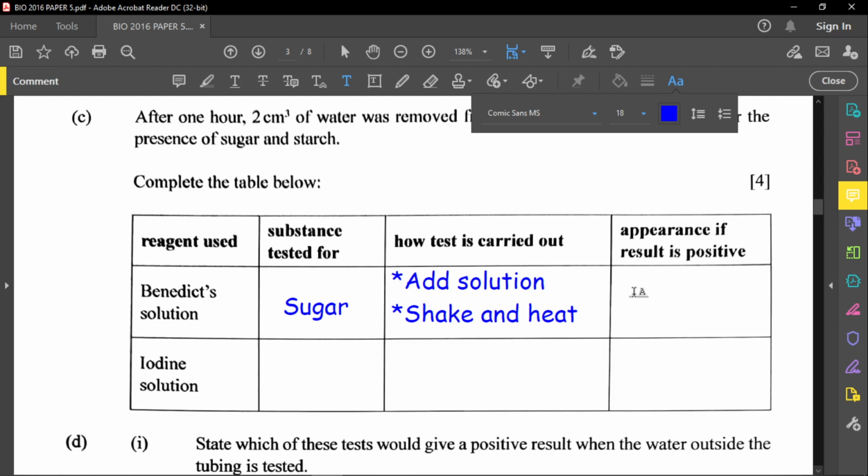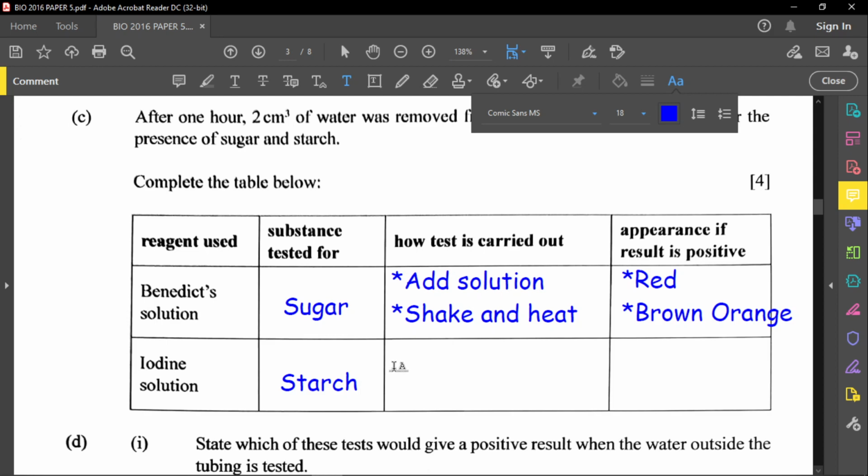And then the appearance, if it's positive, you might see red. You might see also brown, or you might see even orange, okay? All right, great. All right, so those are the color changes that you might see if sugar is present. Now, iodine is used to test for starch.